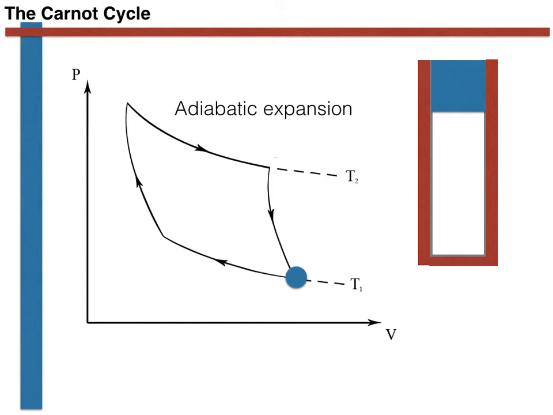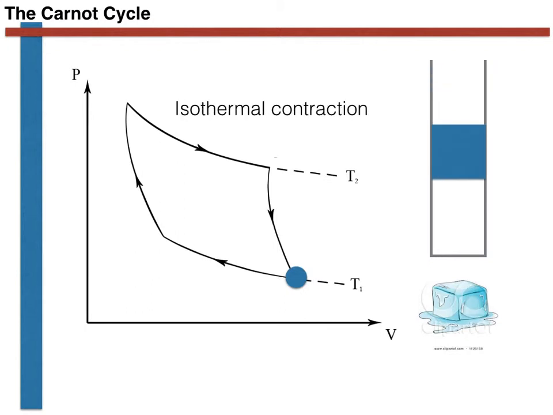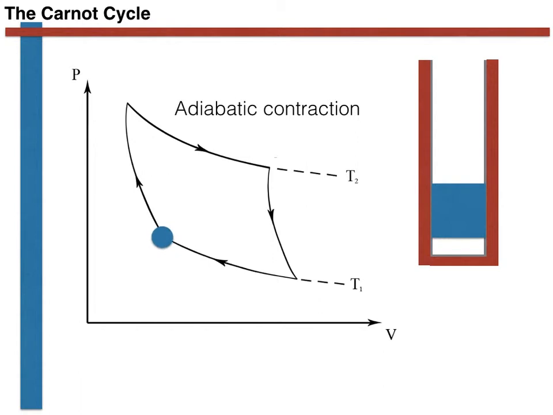In the third step, the system is placed in contact with a heat sink, and the gas is contracted isothermally. The heat sink is then removed, the thermal lagging is placed around the system once more, and the system is compressed adiabatically so that the temperature of the gas increases back to its original value.